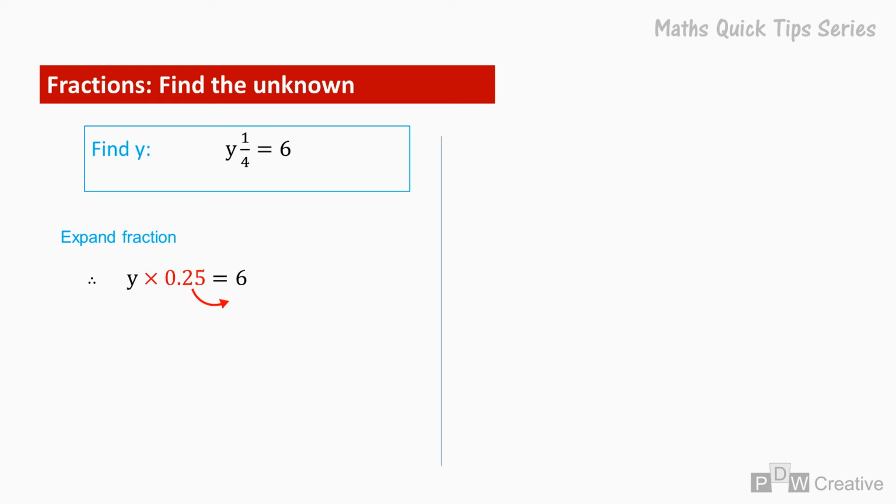Next we can move 0.25. So a multiply by 0.25 becomes divide by 0.25. Now we have everything we need to find y. So if y equals 6 over 0.25, then y equals 24.